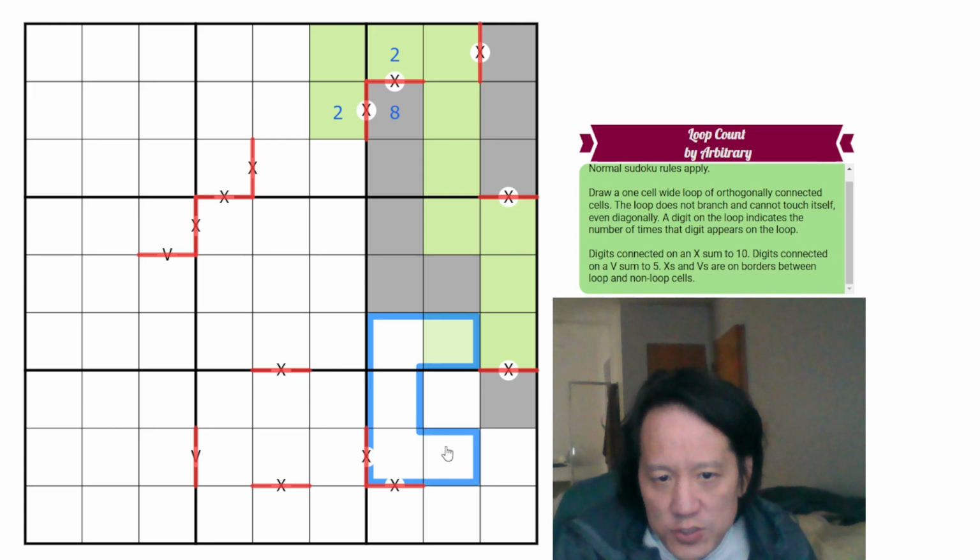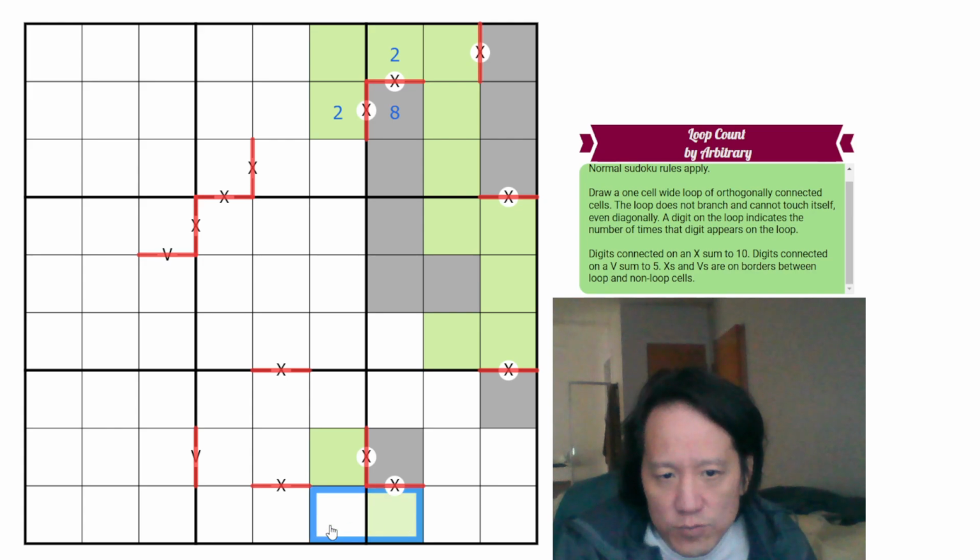So if it enters this way, then goes out this way, the problem is it would have to double back, and that's not possible. So this can't be part of the loop, which means these two are part of the loop. Therefore, this one has to enter here and exit here. So therefore, these two are connected. This can no longer be part of the loop, therefore that is the part of the loop. One of these two is, we don't know which.